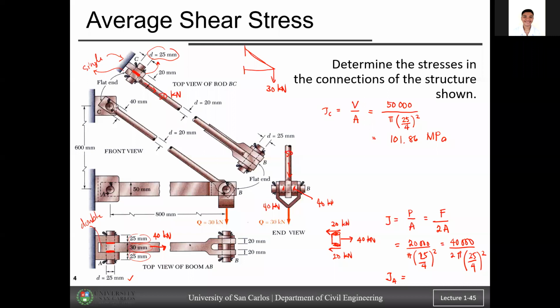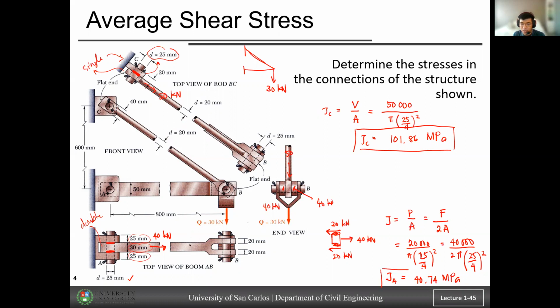40.74, sir. 40.74 megapascal. So this, again, is just on joint C and joint A. Later on, we'll try to analyze the shear stress at joint B. Since it's connected by different parts coming from C and coming from A, we need to dissect which stress or which force governs the whole system at B, right?